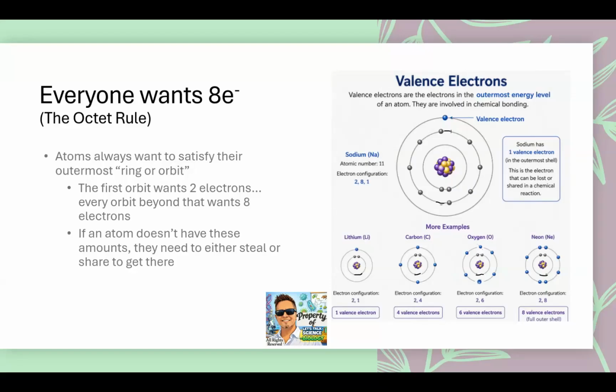In the picture over there, you've got sodium. Sodium has an atomic number of 11. It has 11 protons and also 11 electrons. So you're going to have 2 electrons in that first ring, like all atoms have, then 8 in the next ring, and then 1 electron left. You see in that outermost circle that 1 valence electron, and that's a bit of a problem for sodium because it wants to have 8 electrons in that outermost ring.